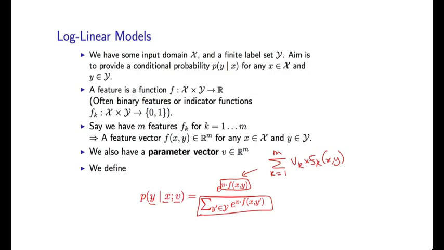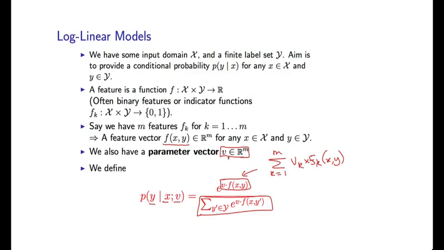So the next thing I want to talk about is how we actually estimate these parameters v from training examples. We're in general going to assume that the set of features is fixed. So that's been defined coming into the problem, and the parameter estimation problem is going to be to estimate these parameters v from our training examples.